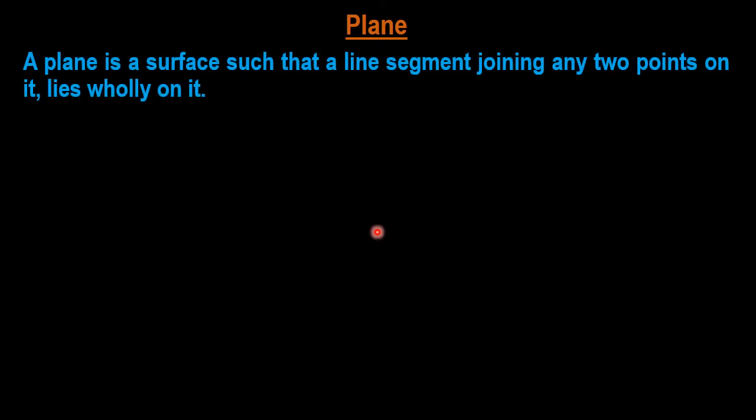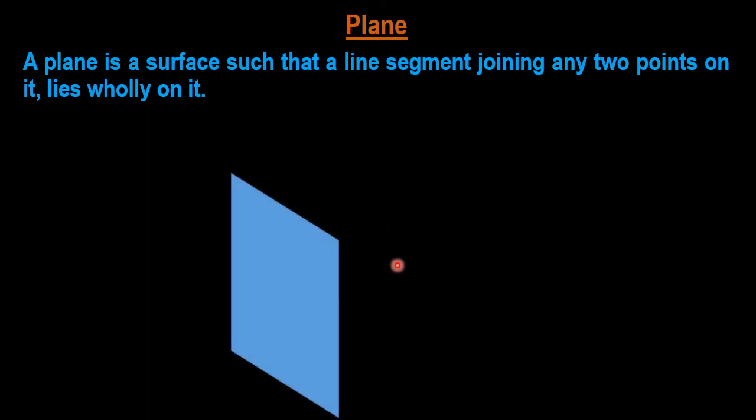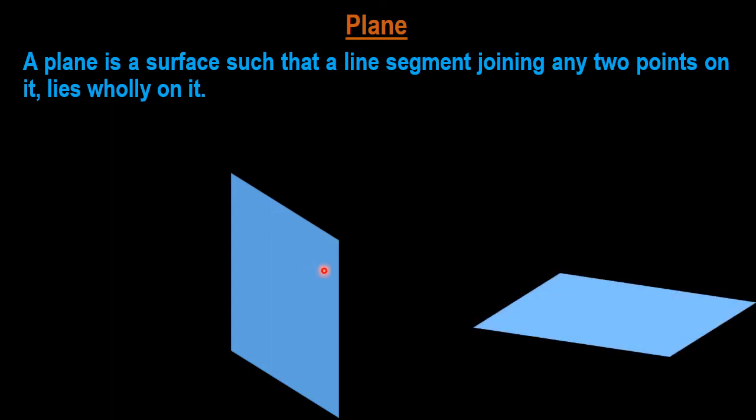Now first let me define plane. A plane is a surface such that a line segment joining any 2 points on it lies wholly on it. So here we consider a plane, and in the plane if we consider any 2 points, let's say one point is here and another point is here, and if we connect the 2 points with a straight line, that straight line also lies in the plane. And this is the example of another plane.